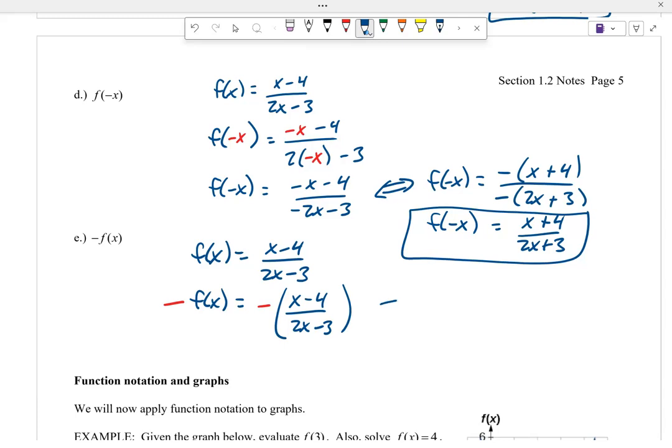And so that negative f of x, and that negative, by the way, I'll go ahead and distribute that to the top there, and then you leave the bottom alone, right? It's kind of like negative 1/3 is also written as 1 over negative 3, but we prefer to write it as negative 1/3.